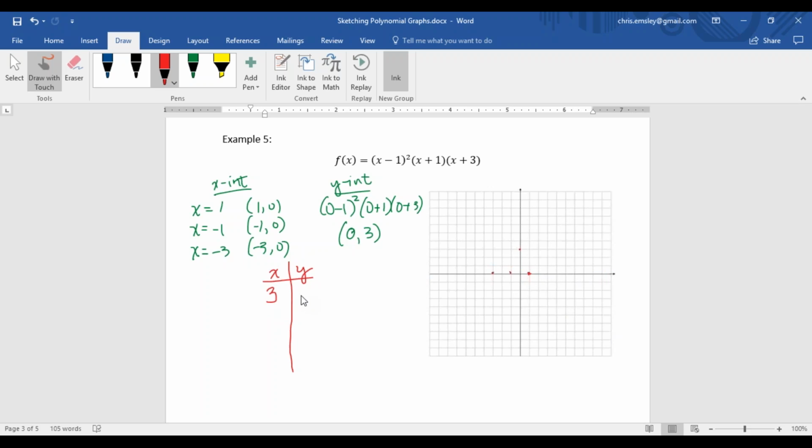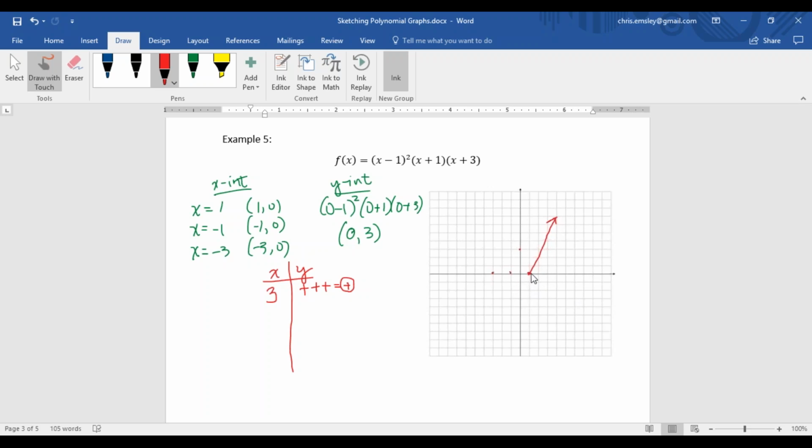And kind of like when we did the polynomial and rational inequalities, I don't really care exactly what the y value is. I really only care if it's positive or negative. If you want to use your calculator and plug that 3 in and get an exact number, you can. But I'm just going to do this quickly in my head. 3 minus 1 squared, anytime I square anything, that's going to be a positive value. 3 plus 1 is positive. 3 plus 3 is positive. So when I multiply 3 positive numbers together, I know it's going to be positive. So over here where x is equal to 3, the graph's got to be coming in on the positive side. So it's got to come down like that to our first intercept.